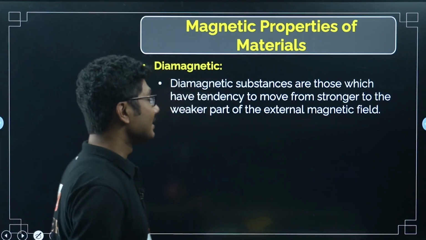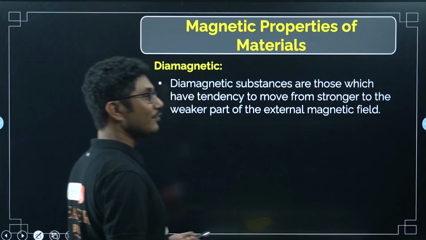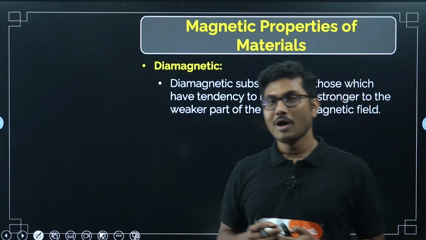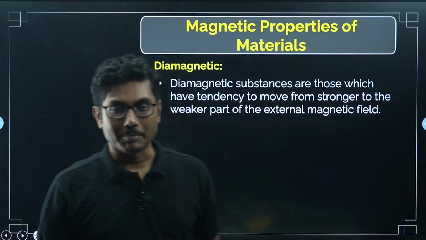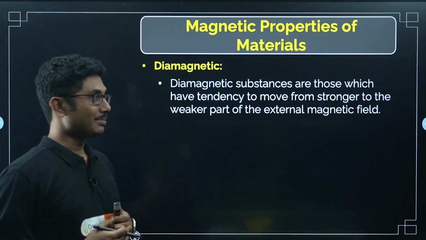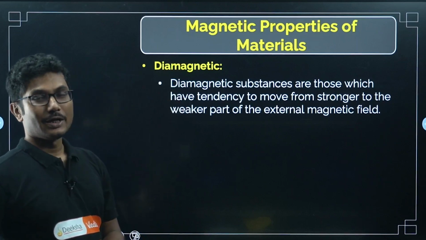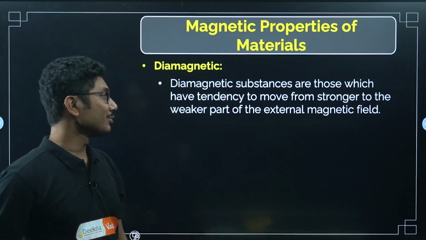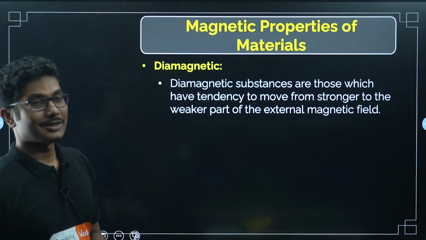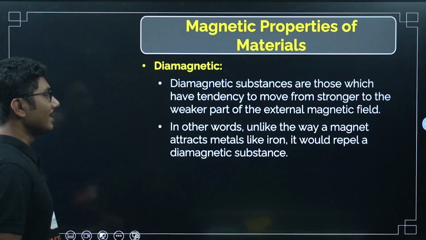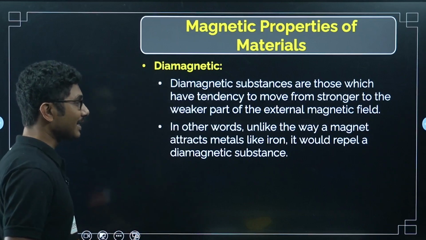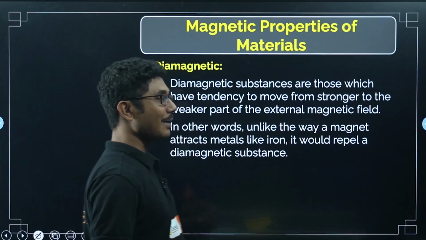Very important. Generally, what we see if we apply a magnetic field, objects tend to move from the weaker part to the stronger part, right? That is, getting attracted towards it. But these materials tend to move from the stronger to the weaker part of the external magnetic field. In other words, unlike the way a magnet attracts metals like iron, it would repel the diamagnetic substance.